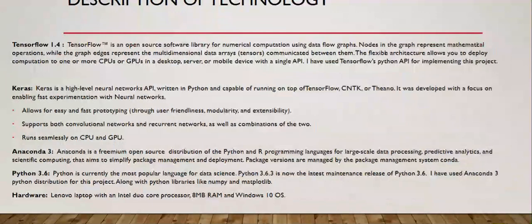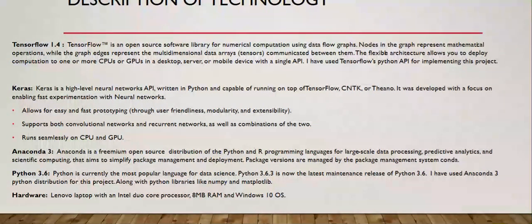So let me describe quickly the technology I'm using. TensorFlow 1.4. We all are aware in our class that it's the platform of choice for implementing neural networks at the moment. It's a library that allows you to build elaborate neural networks, and you have a CPU version as well as a GPU version. You could run it on desktops or mobile devices using a single API. And it offers APIs in Python and other languages, and I have used the Python API.